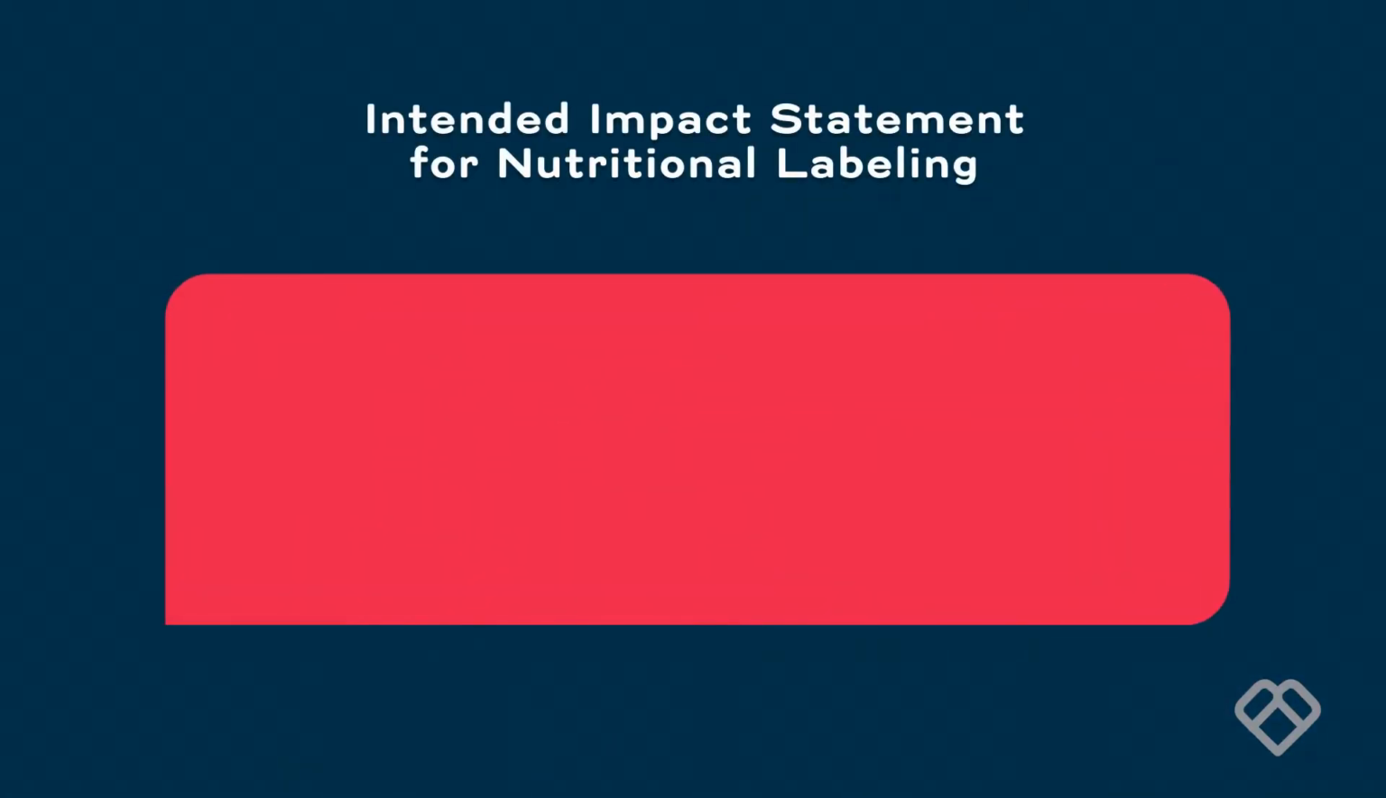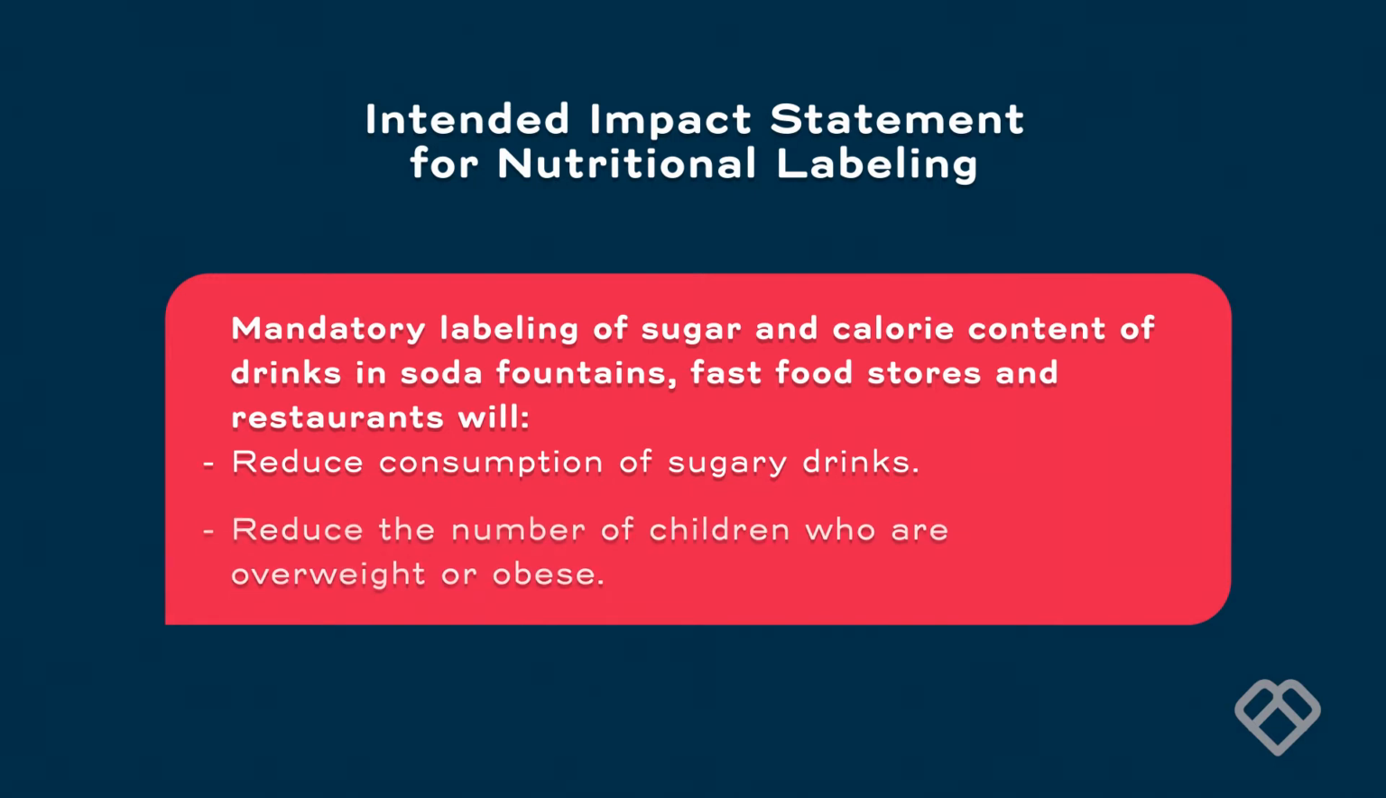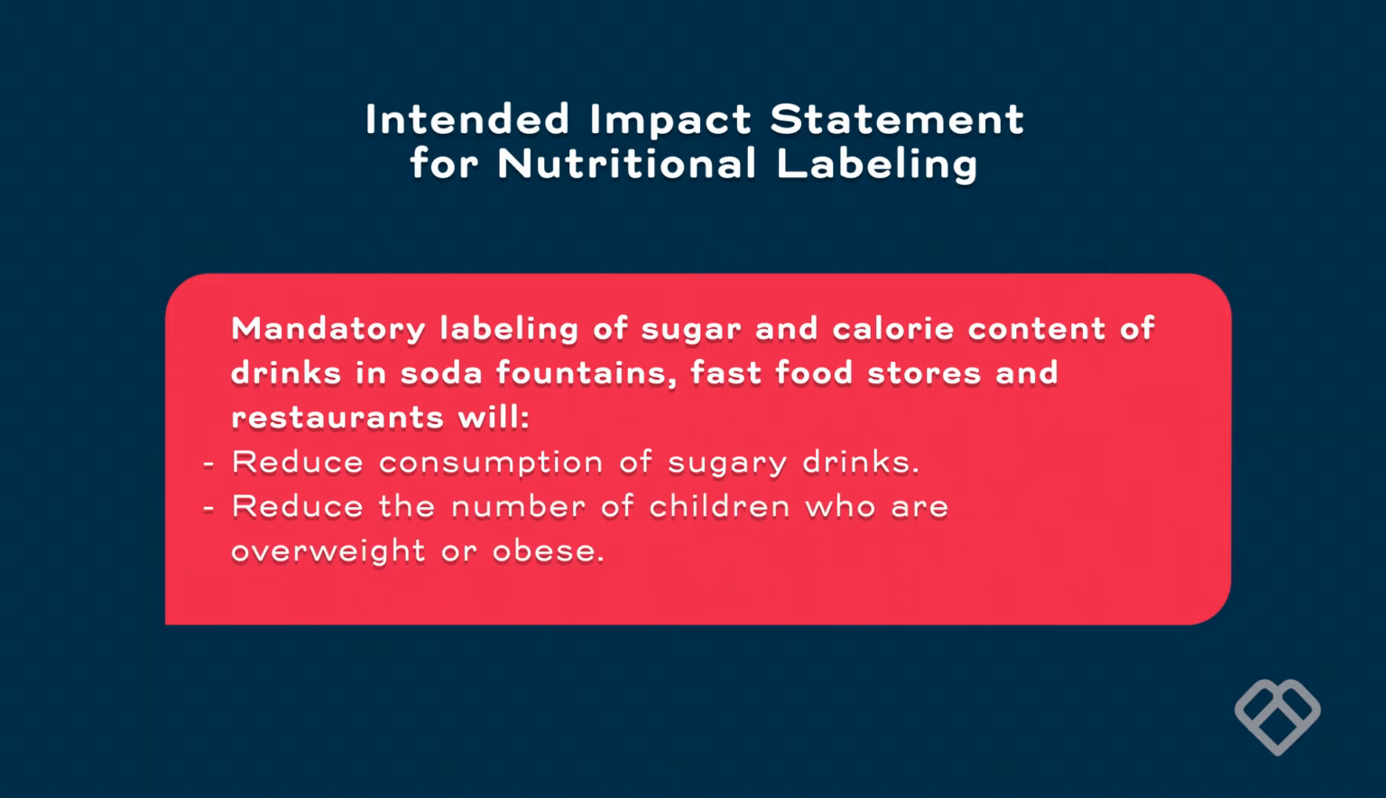Each of these theories of change is coupled with an intended impact statement. So let's look at these one at a time. The intended impact for nutritional labeling is that the mandatory labeling of sugar and calorie content of the drinks in soda fountains or fast food stores or restaurants will reduce the consumption of sugary drinks and will reduce the number of children who are overweight or obese.